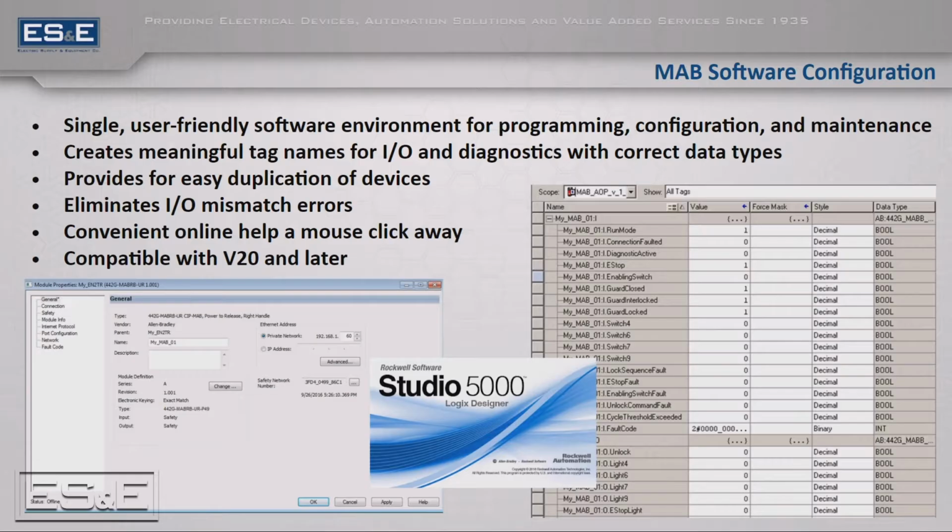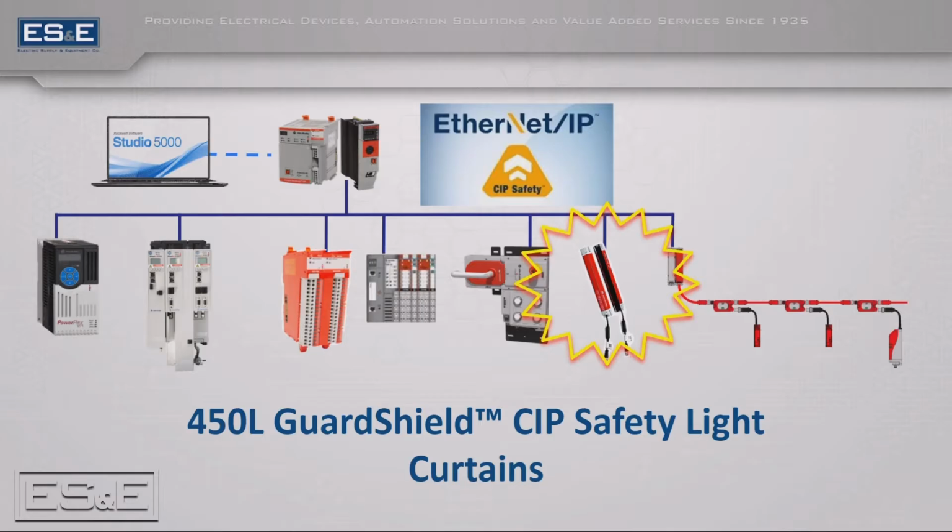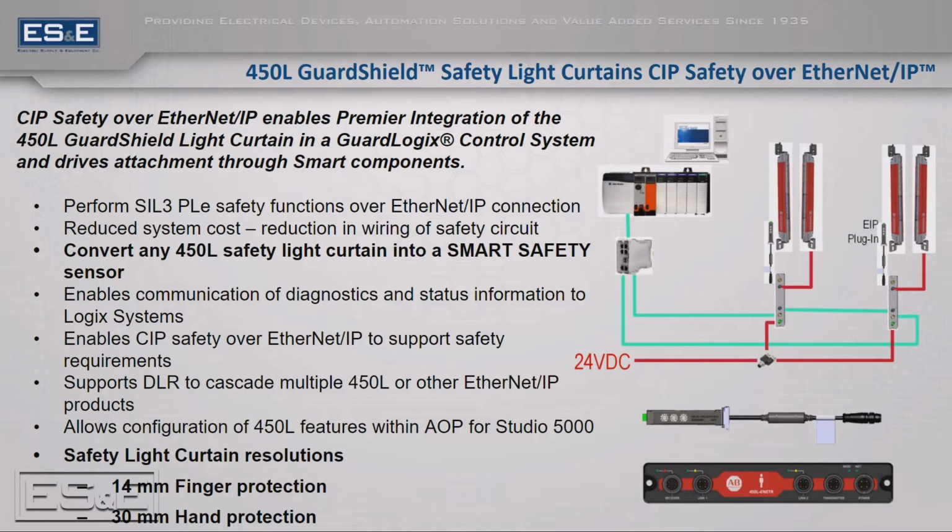Now let's take a quick look at the 450L GuardShield CIP Safety Light Curtain. Just a little bit about the light curtain itself. This is a pretty unique product. It's unique to Rockwell, where they have interchangeable receiver and transmitter modules. They call it a transceiver. You can purchase these modules and they're interchangeable. So you purchase the light beam module, you just buy two of them, and you don't have to make sure you're getting the right part number. You don't have to worry about it when you're installing. Everything is plug and play. And then you've got plug-in receiver and transmitter modules that plug in separately to these light curtains.